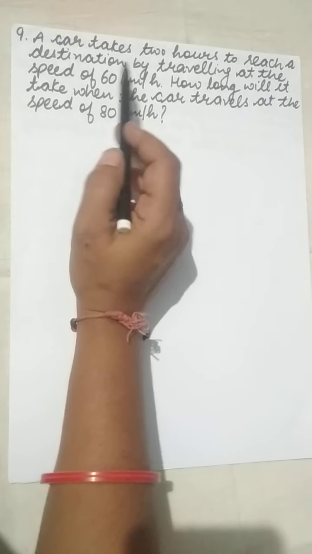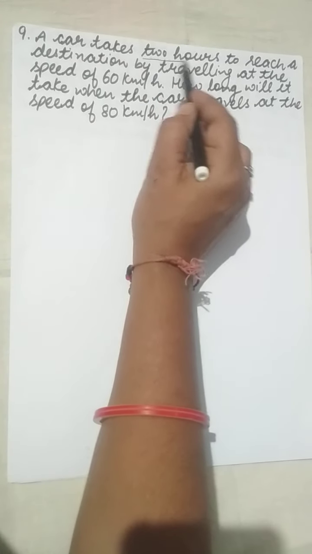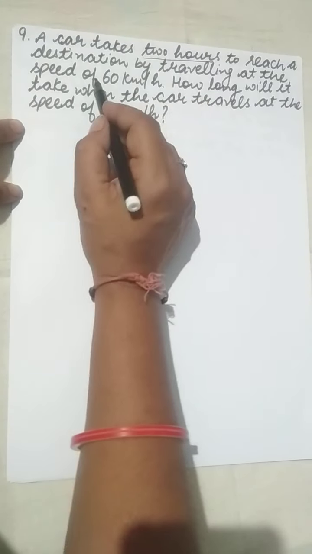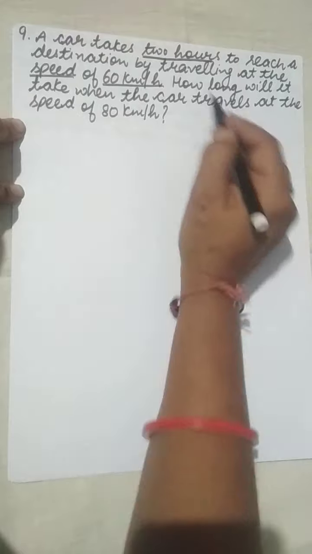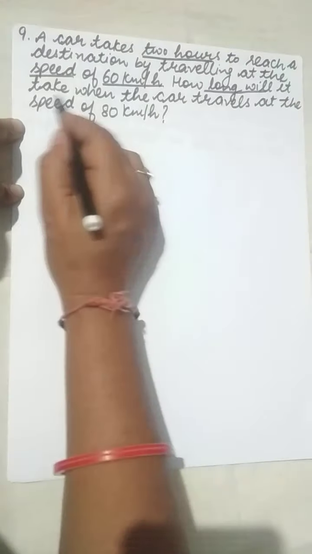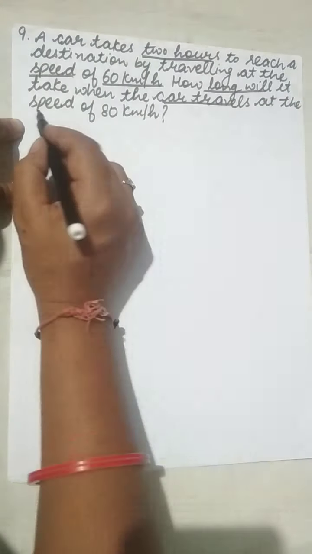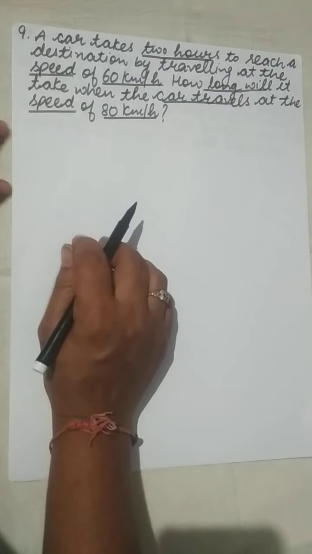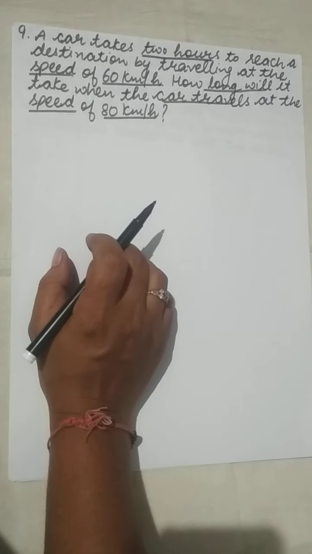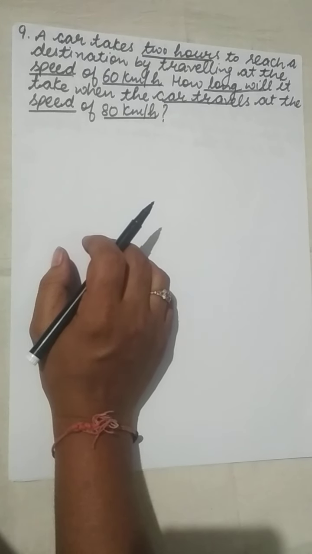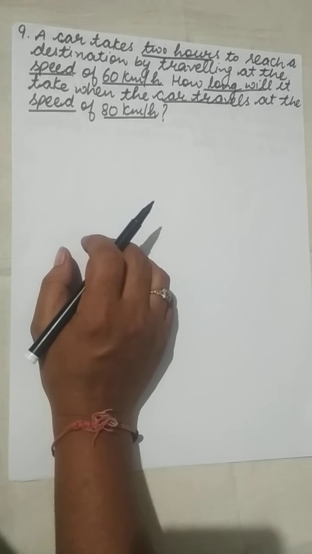Question number 9. A car takes 2 hours to reach a destination by traveling at the speed of 60 km per hour. How long will it take when the car travels at the speed of 80 km per hour? The car is taking 2 hours to complete the distance at the speed of 60 km per hour. Now, if the speed of the car is 80 km per hour, then what will be the time?